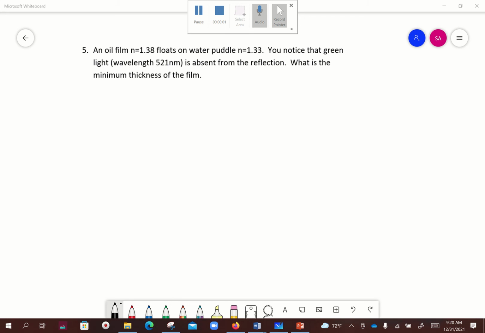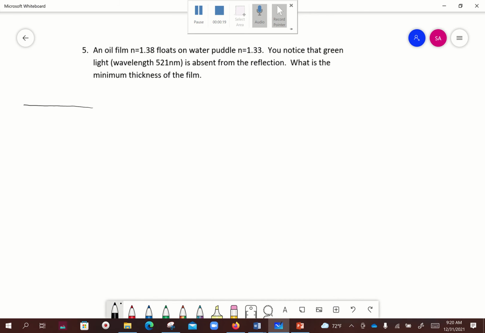So this is our last thin film interference one. Let's do one for destructive. So here we're saying that we don't see green light with a wavelength of 521 nanometers, and we want to know what's the minimum thickness of the film. And we're told we have an oil film of n equals 1.38 on a water puddle.